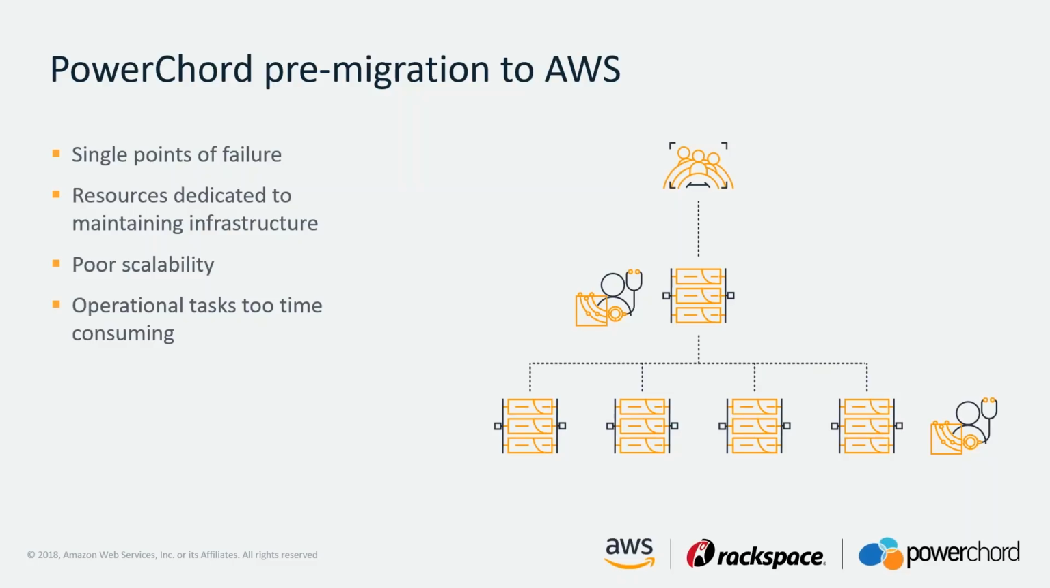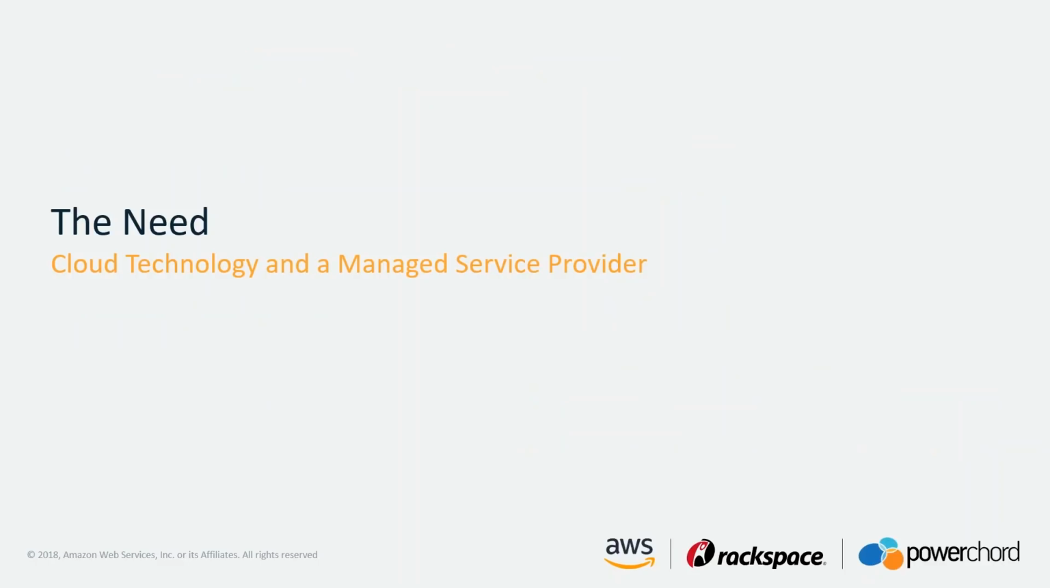Additionally, other things are really too time consuming in that model. So things like backups, and in PowerChord's case, specifically, they had complex routing rules, server level routing rules that needed to be managed by an individual. All of this combines to result in really inconsistent reliability, performance, and efficiency. So what did they need? PowerChord needed cloud technology and a managed service provider.